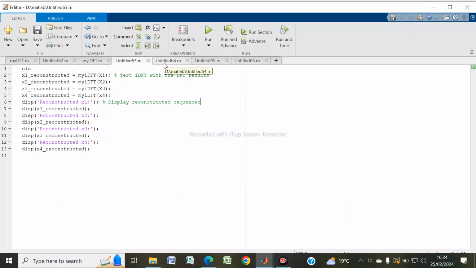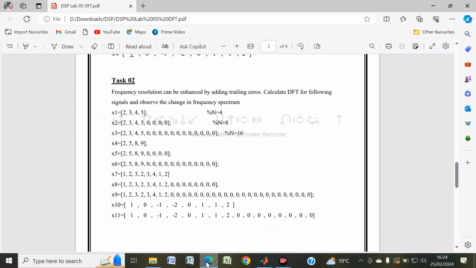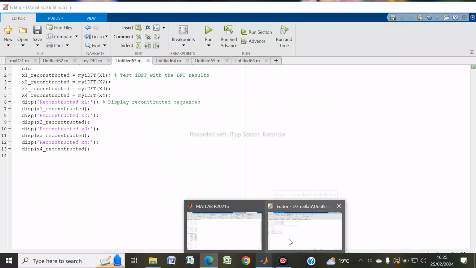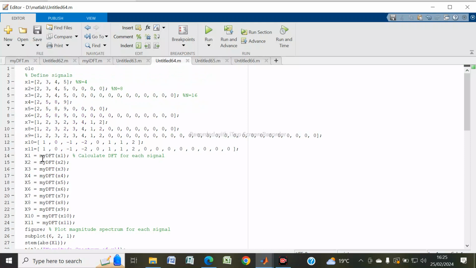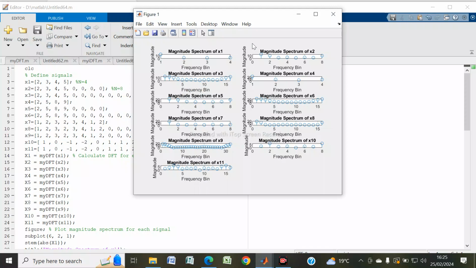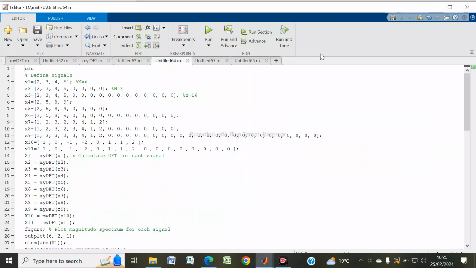Now moving towards our task number 2, in which we have to show that frequency resolution can be enhanced by adding trailing zeros. Calculate DFT for following signals and observe the change in frequency spectrum. So we have to calculate the DFT for the given signals. So here is our task number 2, in which we have given the signals, then calculate the DFT, and then we subplot them, and when we run it we will get this graph of magnitude spectrum 1, 2, 3, 4 up to 11, as we have given the sets of value in the function.